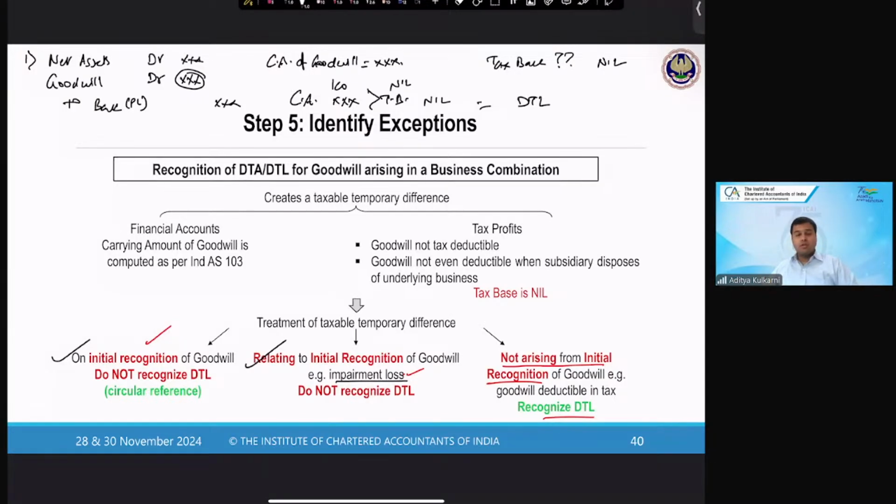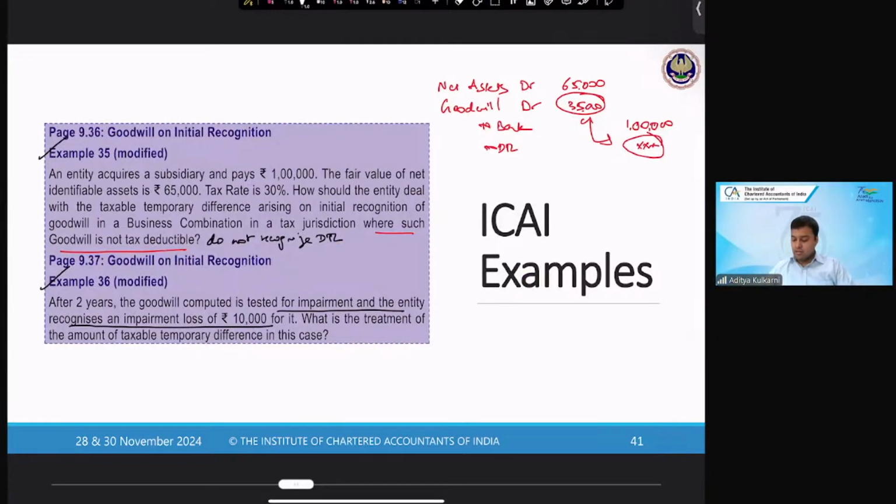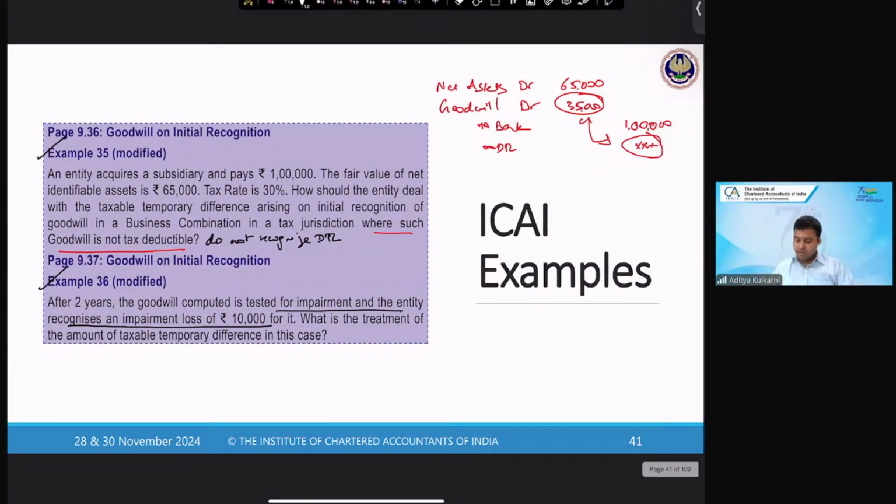In case of goodwill which is deductible for tax purposes and does not arise from initial recognition, then you can go ahead and recognize the DTL. But mostly you will not. At least in Indian laws, goodwill is not tax deductible. So therefore, you will never be able to recognize the DTL in relation to goodwill. Are we able to understand? So this is your exception. So you can go through this question, similar question to what we have done. Just the figures will be different.